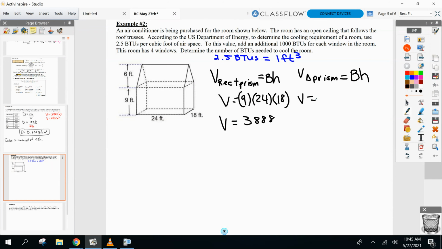Capital B is the area of the triangular base. So let me highlight it for you so you can talk to me. What's the area of this triangle, which is going to be capital B? Well, what's usually the formula for a triangle? 1/2 base times height. All right. What's the base of that triangle right there? Come on, talk here. What's the base? 18. It is going to be 18.